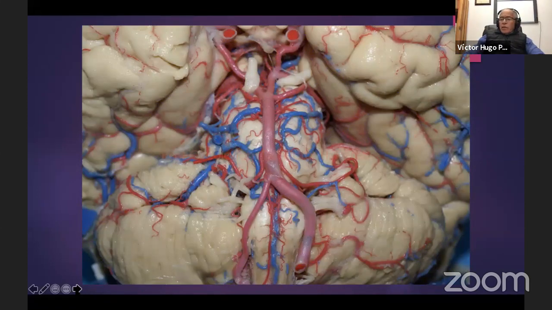Here we have a picture with the basal aspect of the brain. Here we have the basilar artery, two vertebral arteries. One of them is hypoplastic, and here we have branches of these vertebral arteries.